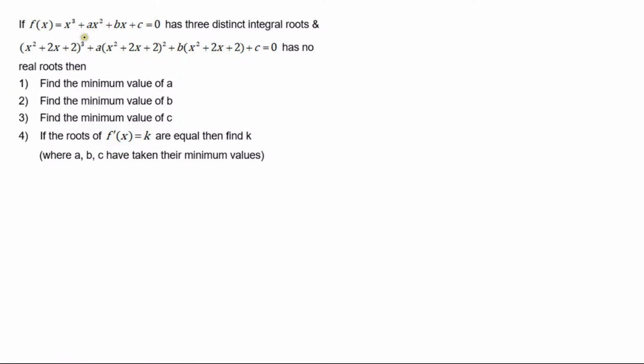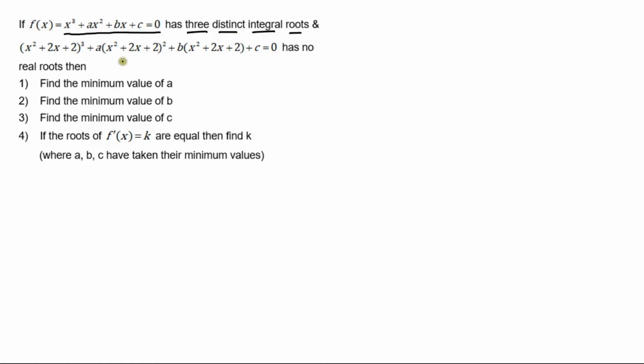Question: they have said that f(x) = x cubed plus ax square plus bx plus c equals 0 has three distinct integral roots. Three distinct integral roots, very important terms. Three distinct roots as well as the roots are integral roots.